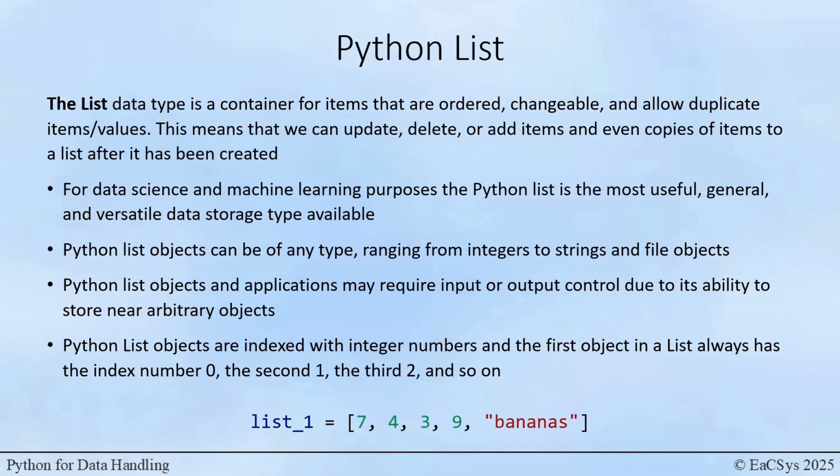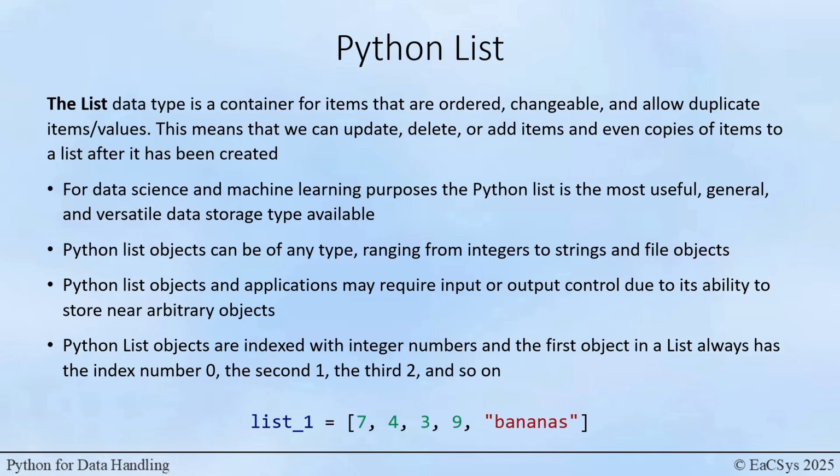Now we're going to talk in some detail about the Python list data type. And for data science, data analysis, and machine learning purposes, the Python list data type is the most useful, versatile, and general data storage type available. The list data type is a container for items or objects that are ordered, changeable, and allows duplicate items or values.